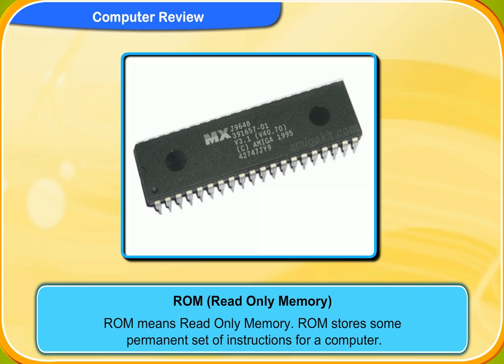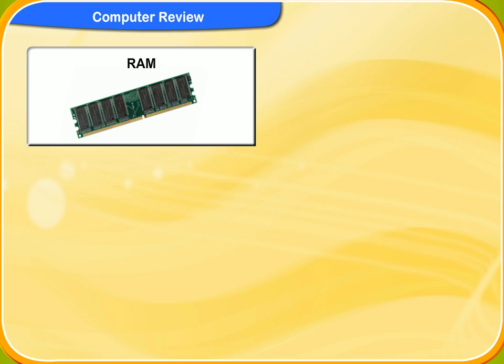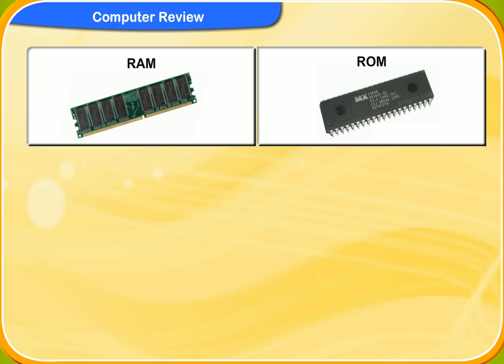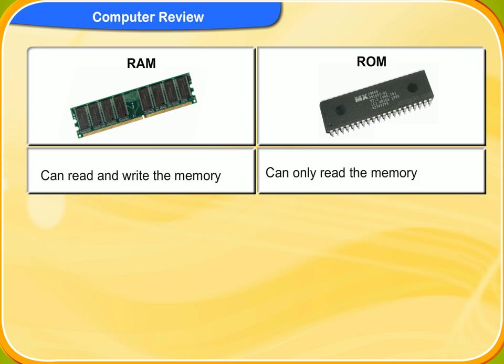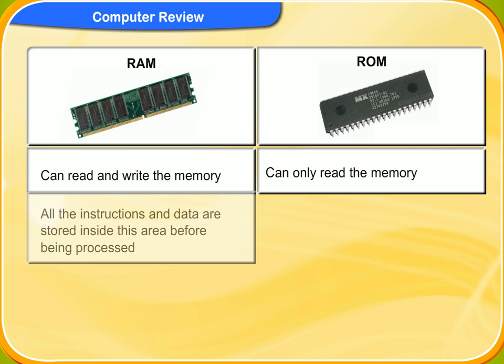ROM means read-only memory. ROM stores some permanent set of instructions for a computer. As soon as we switch on the computer, it follows the set of instructions located in the ROM. What are the differences between RAM and ROM? Well, RAM means random access memory, while ROM means read-only memory. RAM can read and write the memory, while ROM can only read the memory.